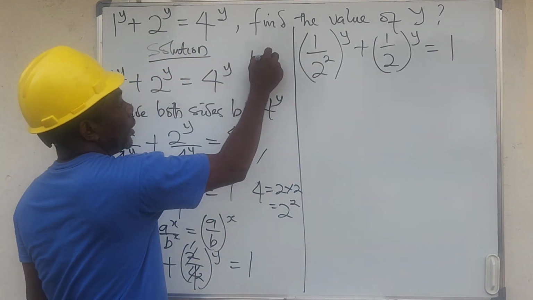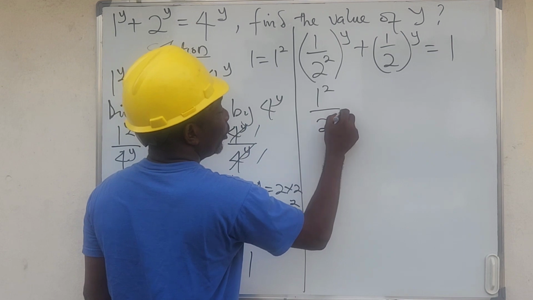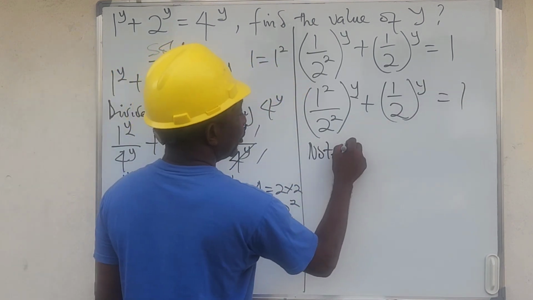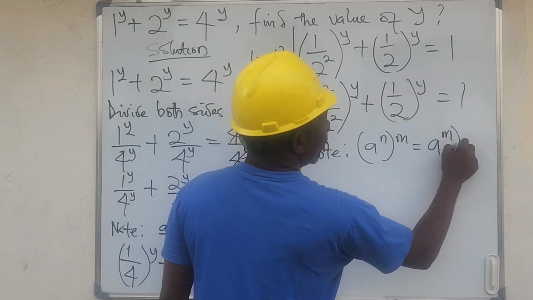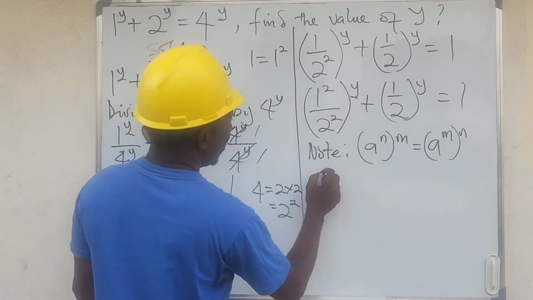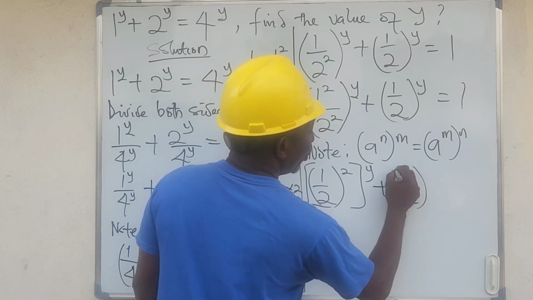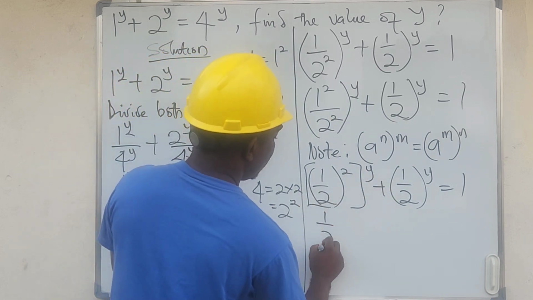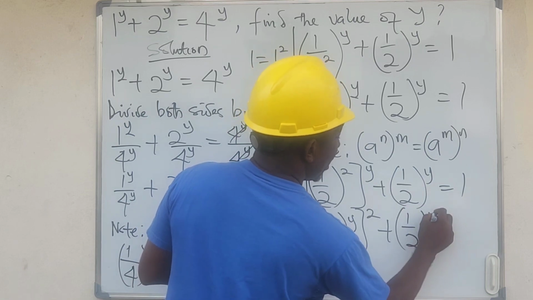We have 1, and 1 is the same as 1 raised to the power of 2, so we can write 1 over 1 raised to the power of 2 over 2 raised to the power of 2 all to the power of y plus 1 over 2 all to the power of y equals 1. Note that a raised to the power of m all to the power of n is the same as a raised to the power of n all to the power of m, so the exponents can interchange. So this becomes 1 over 2 raised to the power of y, all to the power of 2, plus 1 over 2 raised to the power of y equals 1.